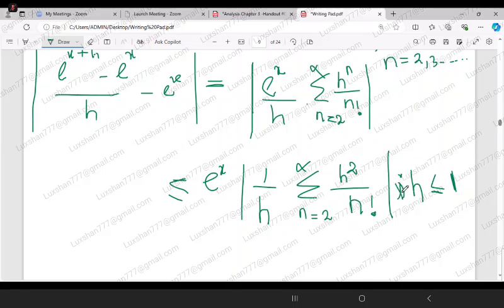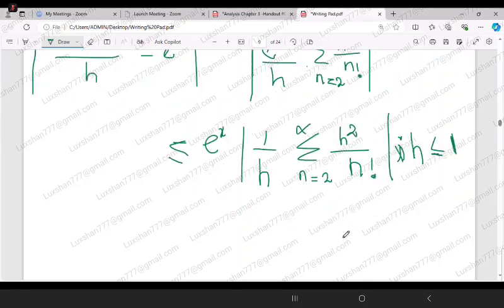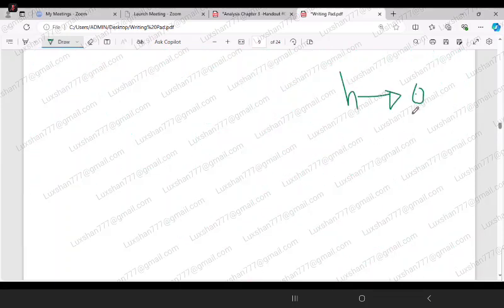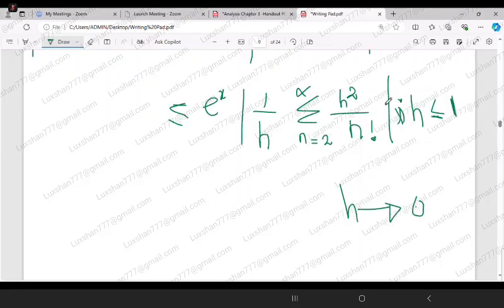Okay, because our h tends to 0, no? Normally here we are considering h tends to 0, very close to 0. Therefore, h will always be less than or equal to 1. That is why we are having this condition. H is always less than or equal to 1 because h tends to 0, very, very close to 0. Therefore, this condition is true. We don't need to worry about why we are considering h less than or equal to 1.